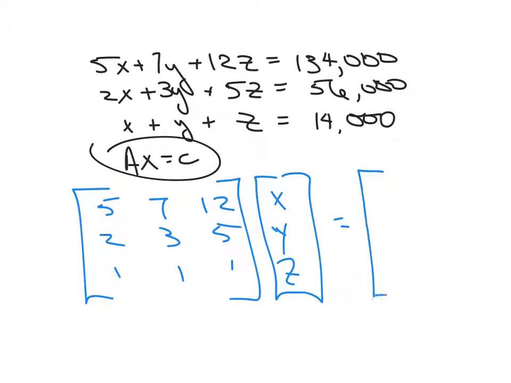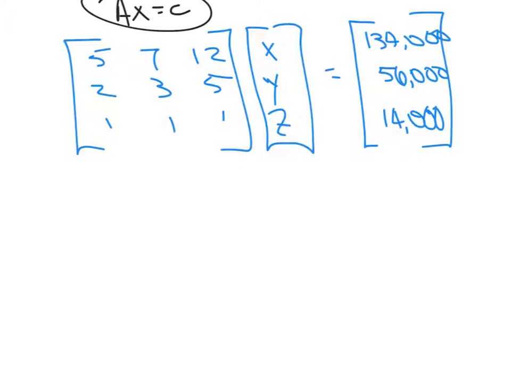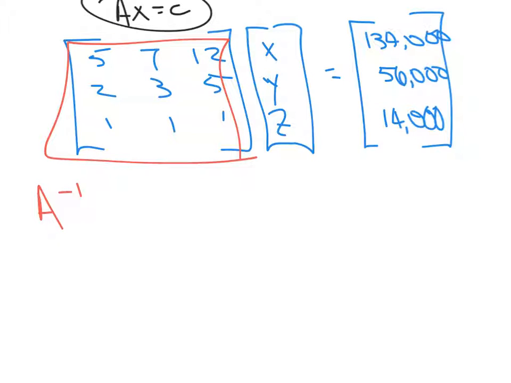equals my C, which is 134,000, 56,000, and 14,000. Okay, so really the only thing you have to do in order to solve this is to find A to the minus 1, okay, which again is the matrix. And I'm just going to write this out. I'm not going to do it.